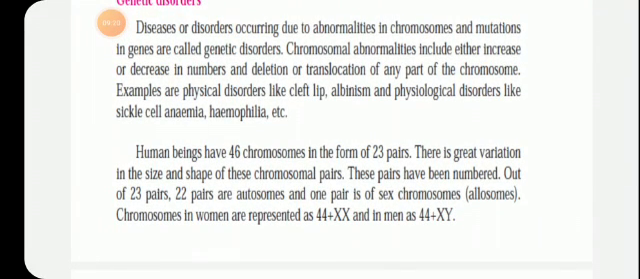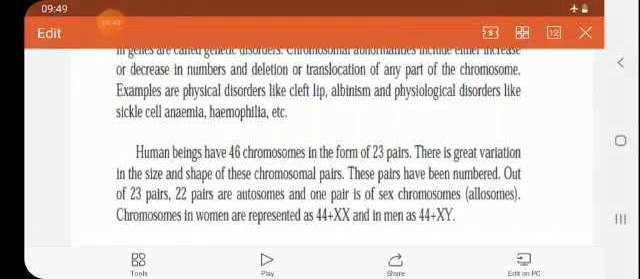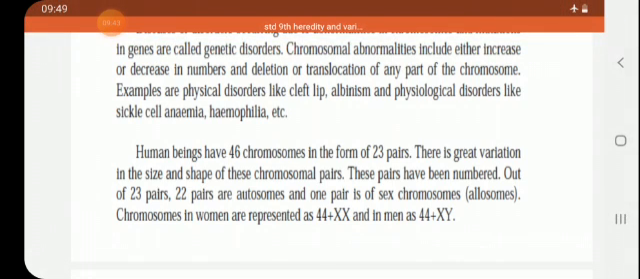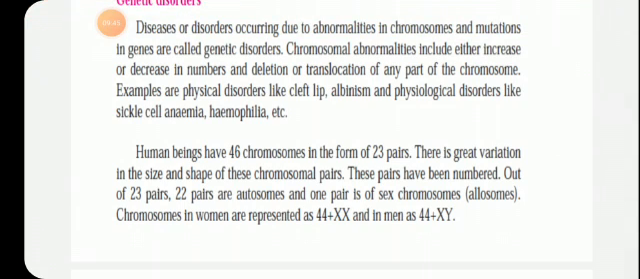So these diseases we are going to study in detail. These diseases are of different types. We will study the disorders due to chromosomal abnormalities. We will study disorders due to the mutation, change in the structure of gene. Okay. Then next is change in the mitochondrial structure also. Okay. So chromosomal abnormalities include either increase or decrease in the number and deletion or translocation of any part of chromosome.